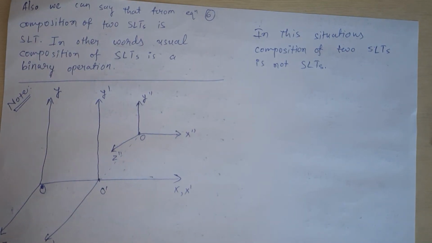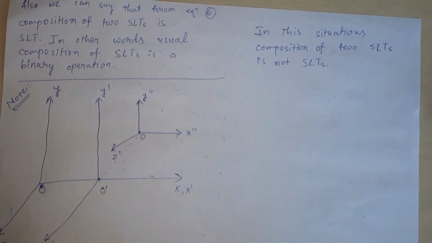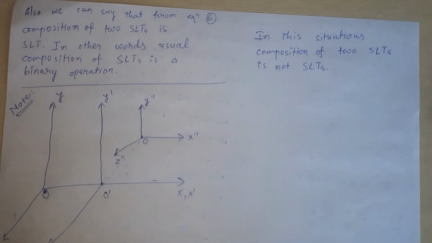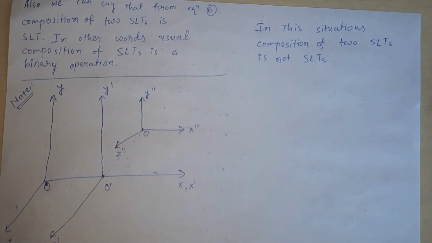In the next lecture we will discuss that the set of all SLTs forms a group under usual composition. That is, the set of all SLTs will satisfy the closure property, existence of identity, existence of inverse, and also associativity. And so this is it for this lecture, and we will discuss the rest in the next lecture.